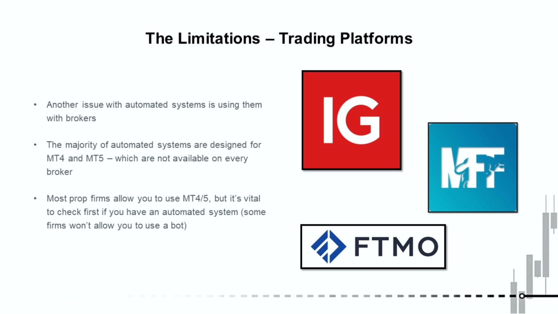So part of using a bot is finding a broker that allows you to use MT4 or MT5 to trade. Fortunately, most funded accounts, if you're going for a prop firm, will let you use MT4 or MT5, and some restrict automated trading. It's worth checking their FAQs or speaking to them first, but most allow it. So that's not a limitation there, unfortunately. But if you're trading on your own, then find a broker that lets you use MT4 or MT5, because it won't be available through every single broker.